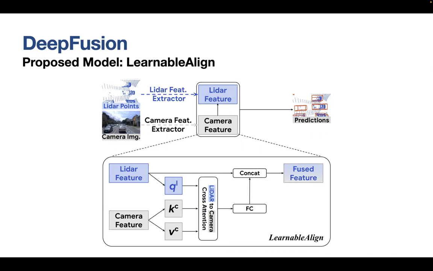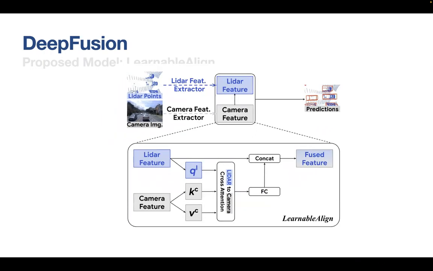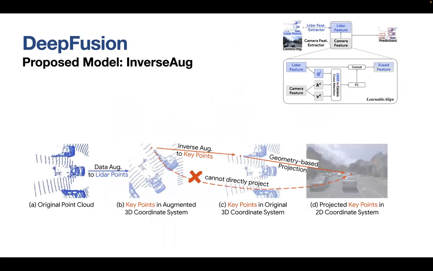They call this module LearnableAlign. So this is basically a LiDAR-to-camera cross attention layer, which is definitely one of the ideas that many papers have. So let's see how this is utilized and what the results are.